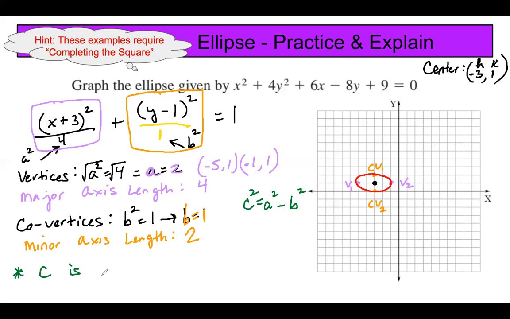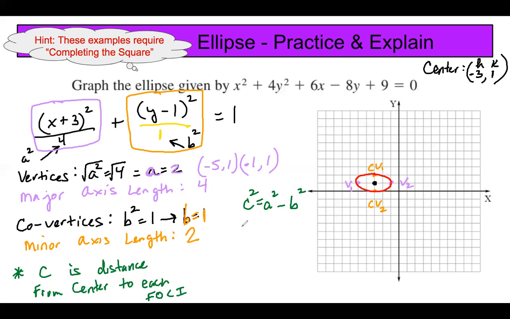So this C value, maybe I'll put a star here. C is the distance from the center to each foci, which is the plural of focus. Okay, so once we find C, we'll be able to write the coordinates of the foci and plot them.